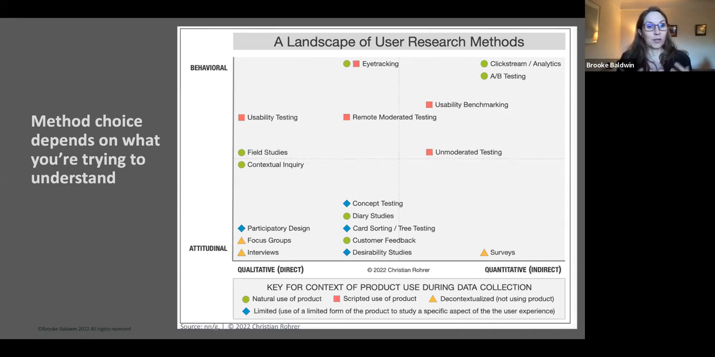So for my research to be really robust and for me to thoroughly answer questions that a team might have, I want to do both if I can, if I've got the time, if I've got the budget. And all these things come into play, but I'm trying to mix the methods that I'm using to get the most reliable results for the team that I'm working with.